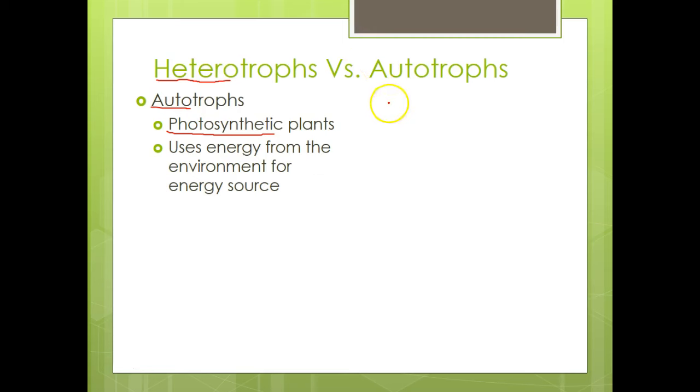Okay, so what's the big distinction? An autotroph is a self-feeding organism. Both chemosynthesis and photosynthesis are ways in which autotrophs produce their own food. A heterotroph is an organism that consumes others, like a lion consuming a gazelle.